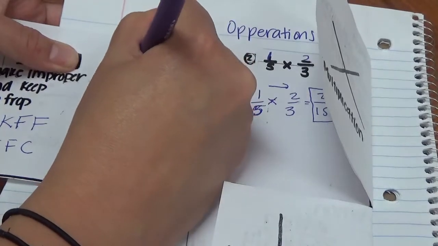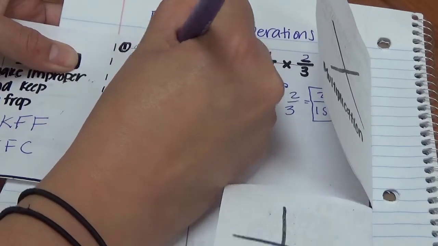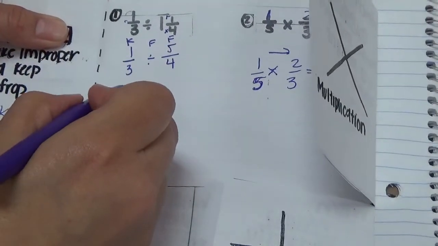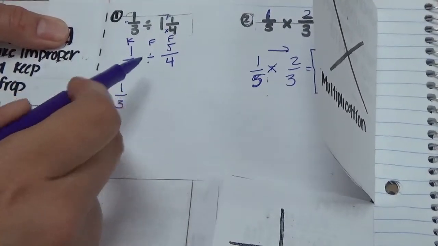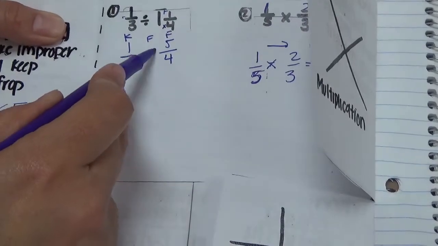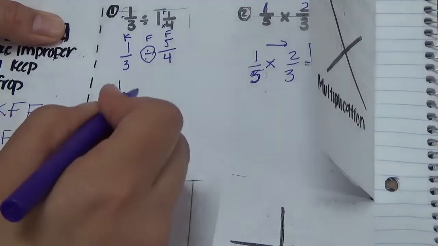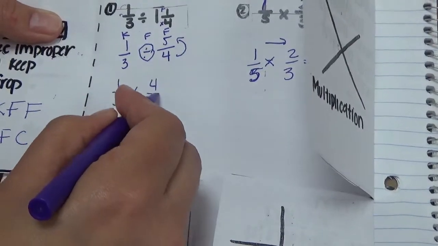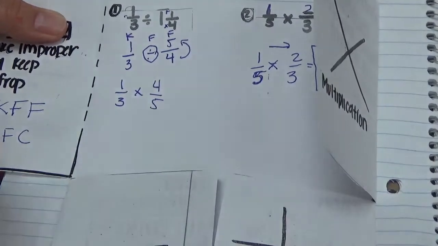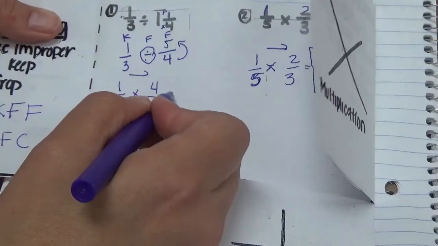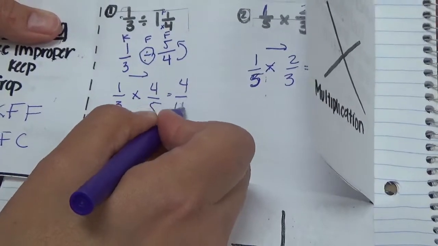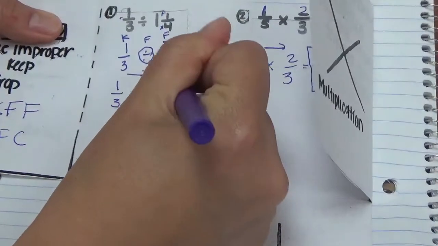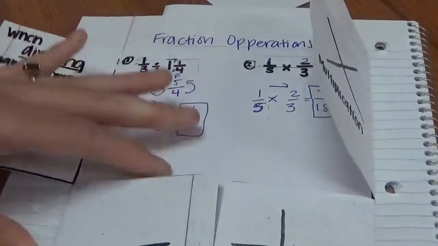I'm actually going to rewrite this. Keep, flip, flop. All right, 1/3. We're going to flip, divide into multiply, and flop the second fraction. Now we're just back to multiply. Easy peasy. Go straight across. We got 4 over 15. Nice. We don't even have to simplify. It's already simplified. All right.